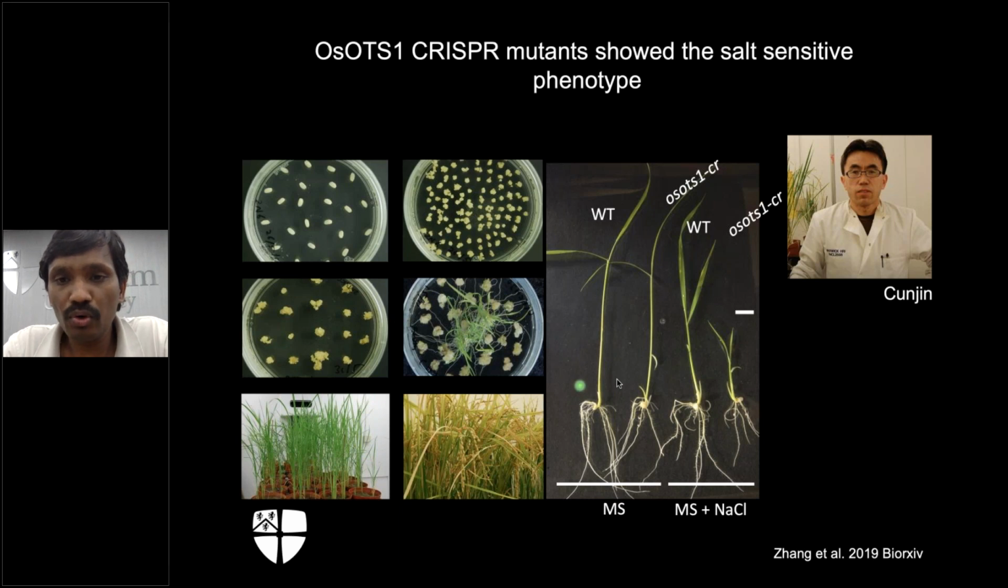So what he showed is that the OTS1 CRISPR mutant also shows the same phenotype we got with the RNAi line. You can see here that in normal condition, when you grow them on MS, you don't see any difference between the wild type and CRISPR mutant, but when you grow them in salt, you can see the shorter hypocotyl, or seedling height, as well as shorter root length.